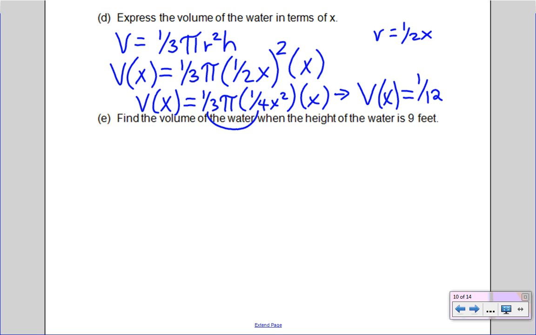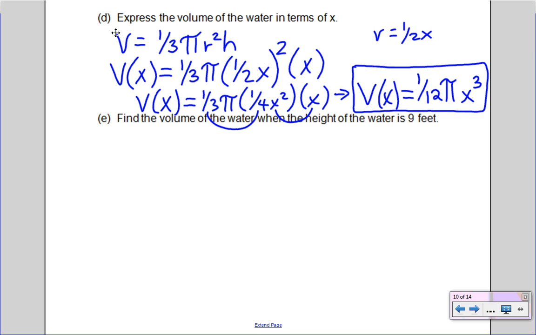And then I've got pi, and I've got x to what power? X squared times x is going to be x cubed. And so we simplify this down as much as possible, and then here's a formula for the volume as a function of x. So if we know the height of the cone, then we can just plug that in and find the volume. So let's do that then.